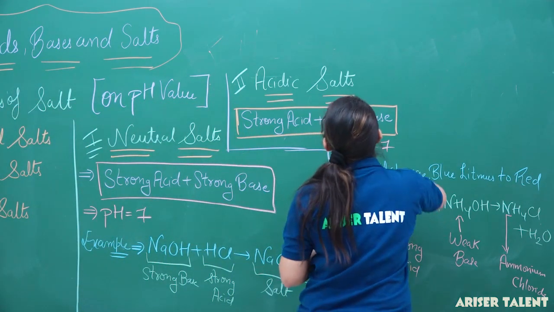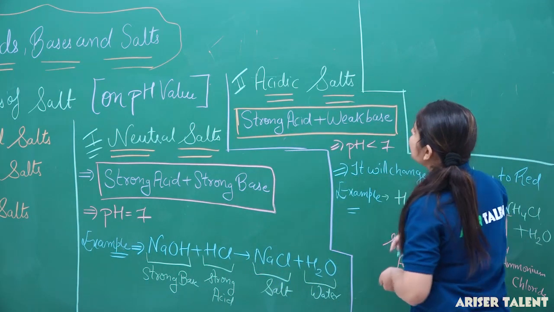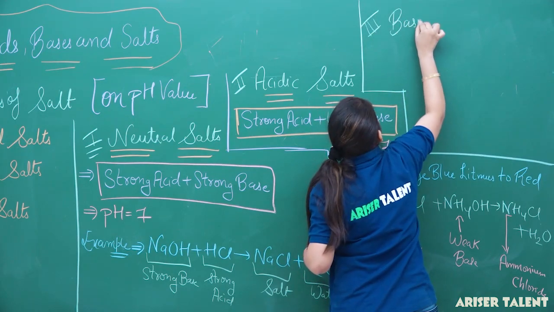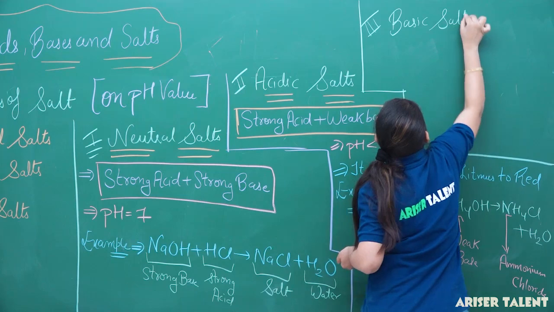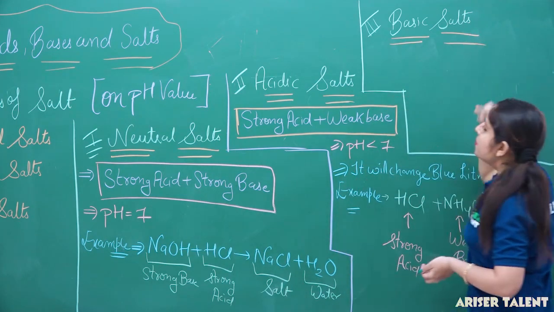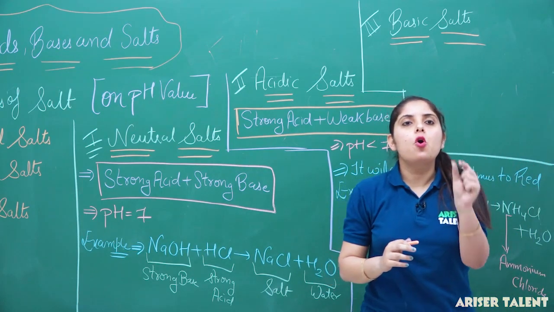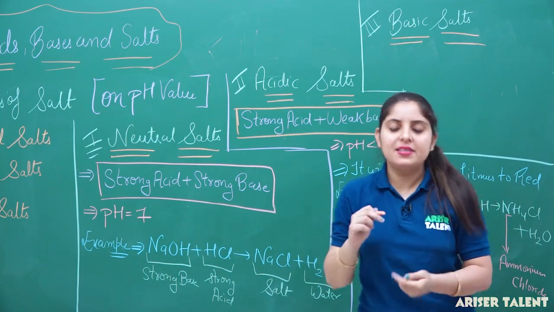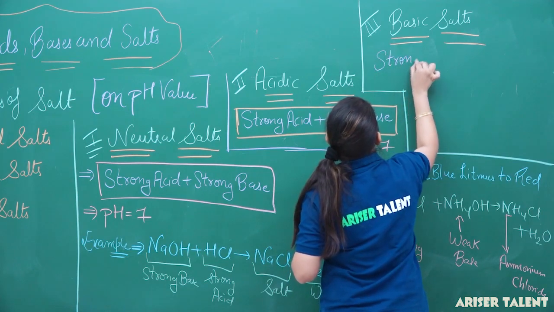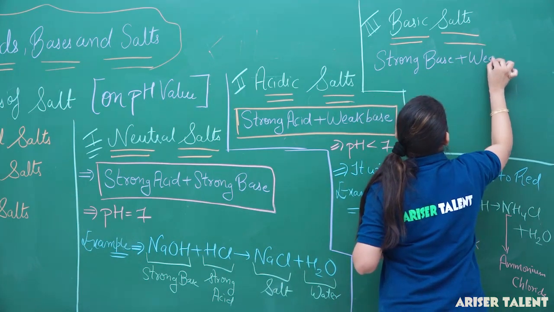Now, we are with our last category, that is the basic salts. So, our last category is basic salt. Now, what will happen in the case of the basic salt? In case of the basic salt, a strong base will react with a weak acid. So, the general characteristic will be strong base plus weak acid.